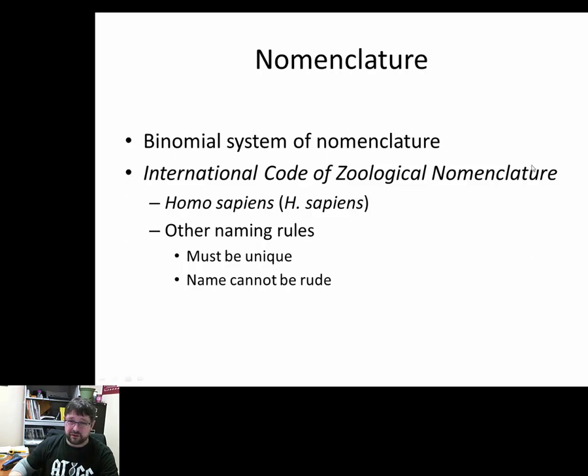A lot of times the zoological nomenclature community will not allow for those to happen. They will not allow for those to go through. It is a group of scientists that check to make sure that everything's unique and that nothing's rude. And you can't name the species after yourself. You can name it after another scientist that's important to you, or important to the research, and important to the community for that given species, but you can't name it after yourself.